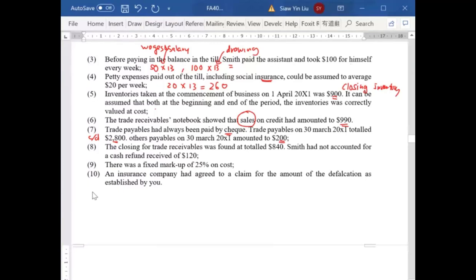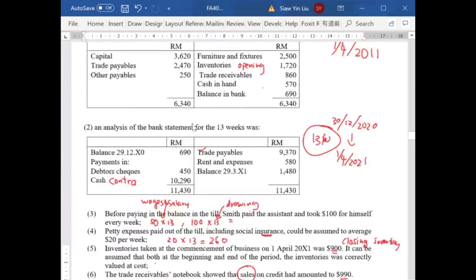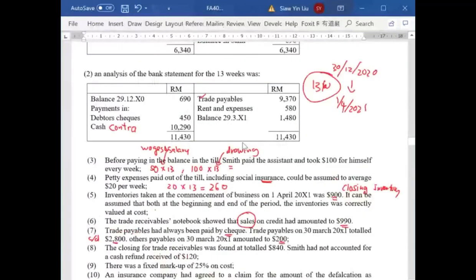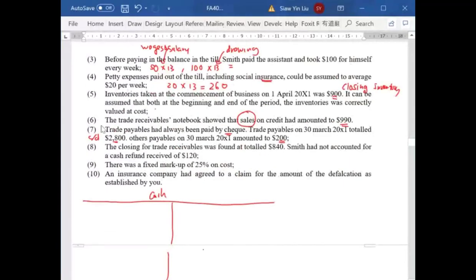So we open the cash account first. Now in your cash account, opening, if you look at here, opening cash is 570. So you have a B/D. For sure, you need to open a cash account because your cash has been stolen, right? So the cash account is a must.